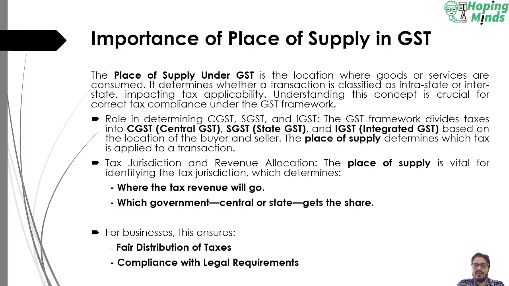Then tax jurisdiction and revenue allocation. The place of supply is vital for identifying the tax jurisdiction, which determines where the tax revenue will go, that is, to which state the revenue will be allocated and which government, central or the state, gets the share of the revenue. For businesses, it ensures fair distribution of taxes. So revenue from GST is allocated to states where the goods or services are ultimately consumed. This avoids the double taxation or disputes between the states for sharing of revenue.